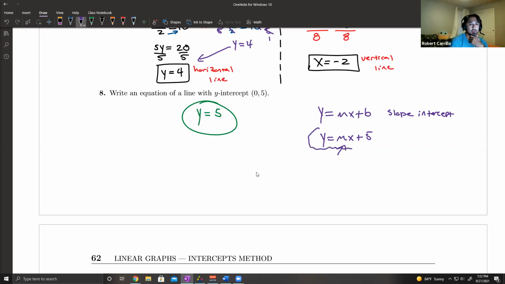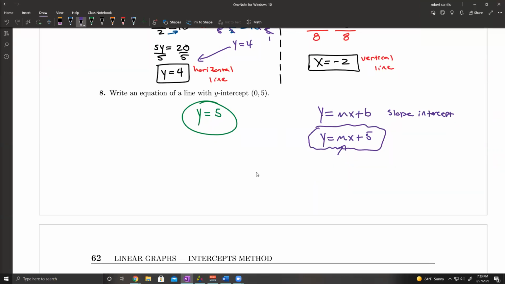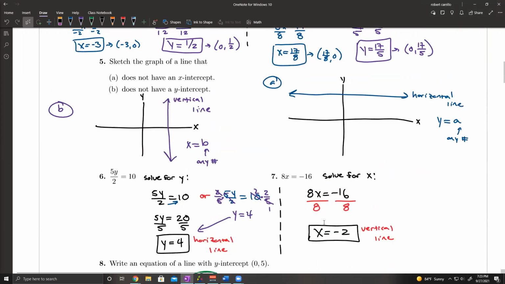I'll just draw a little cloud there. There you go. Okay. Everybody good with this page?